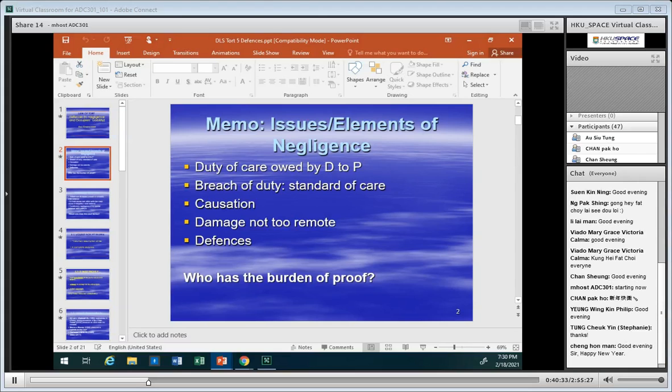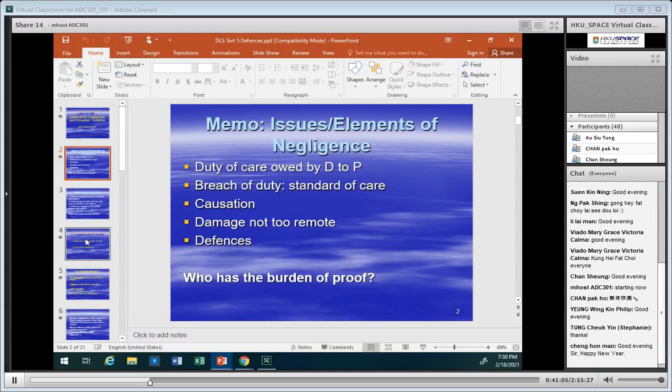Okay, so who has the burden of proof? Who has the burden of proving duty? Plaintiff. Who has the burden of proving breach? Plaintiff. Who has the burden of proving causation? Plaintiff. Who has the burden of proving damage? Plaintiff. Who has the burden of proving any of the defences? Defendant. So watch out for that. A lot of students forget defences when it comes to questions in the exam on negligence. So don't you be one of them.